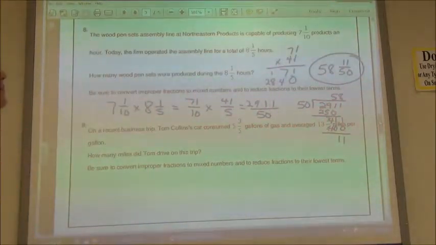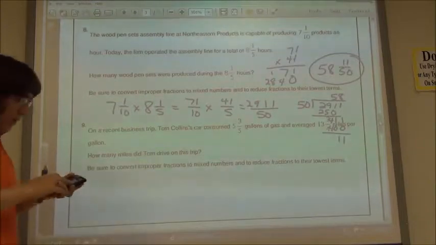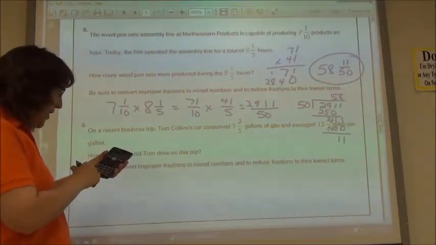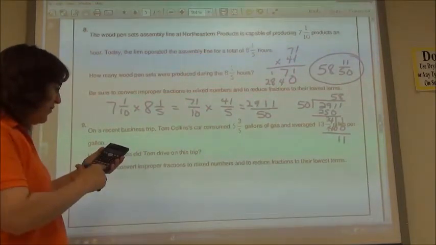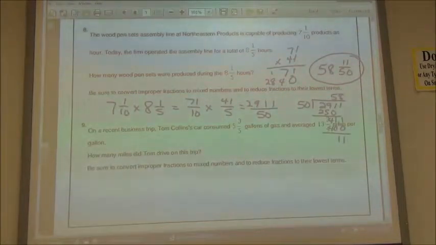We said it should be about 56 when we estimated. Well, that's pretty close. We'll double check it with the calculator. 7 and 1/10 times 8 and 1/5 gives me 58 and 11/50ths, which is what we got.